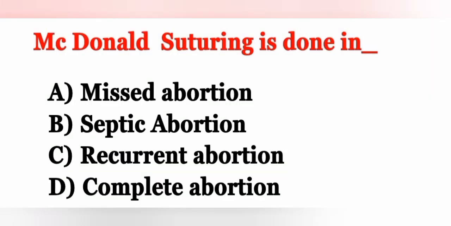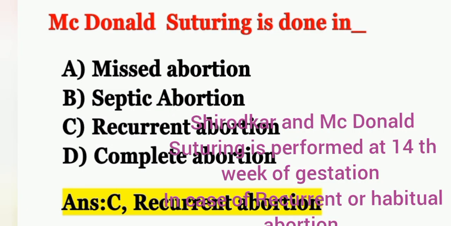And the next question: McDonald suturing is done in option A, missed abortion; option B, septic abortion; option C, recurrent abortion; option D, complete abortion. McDonald suturing is done in case of recurrent abortion. Option C is the correct answer.